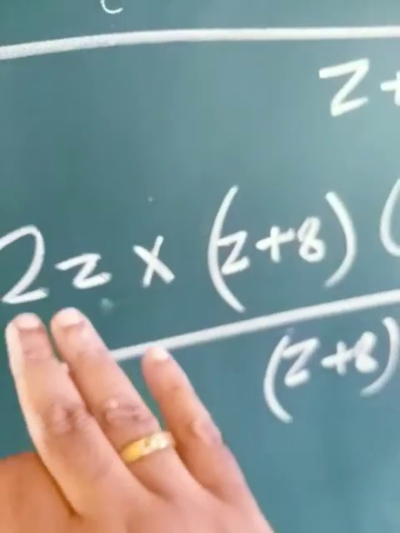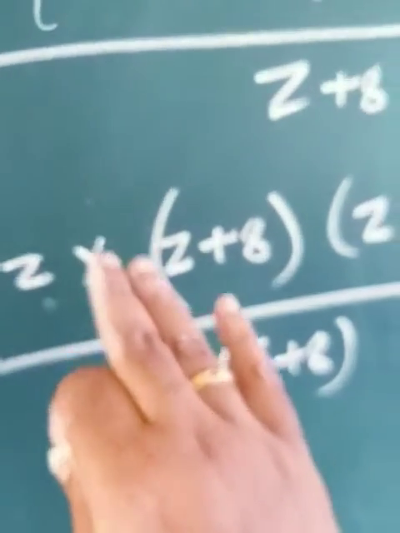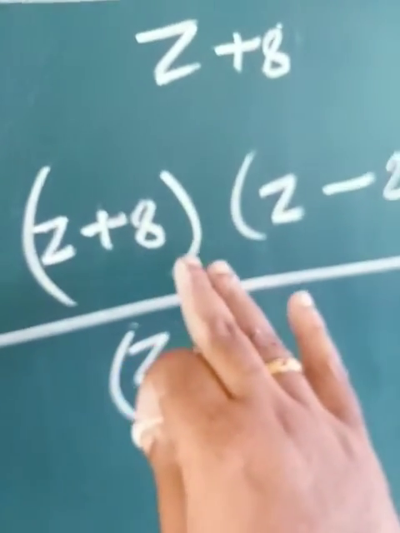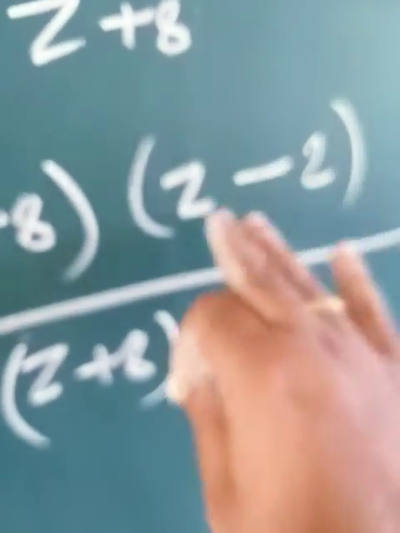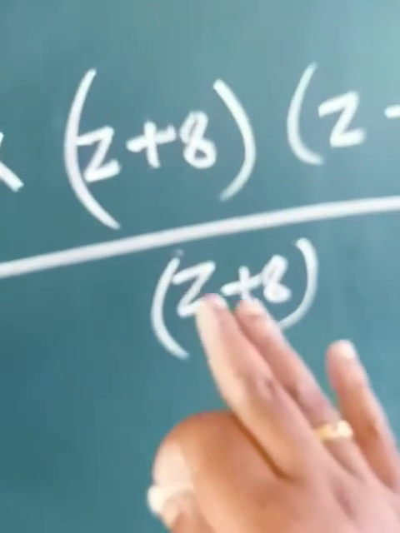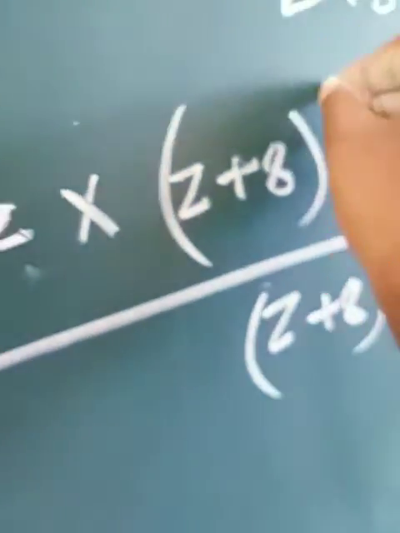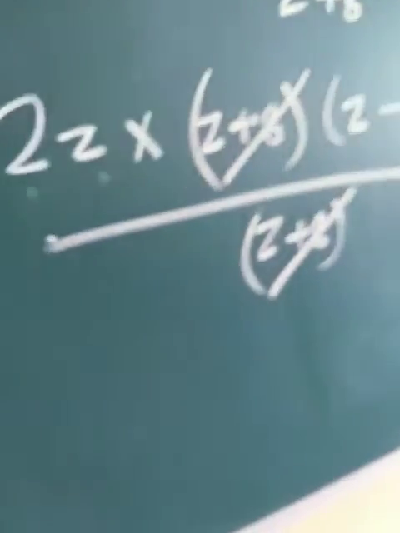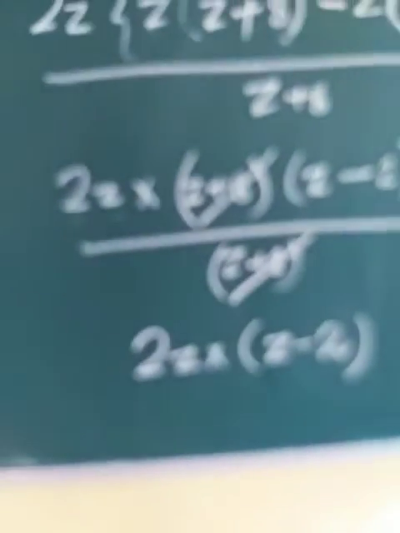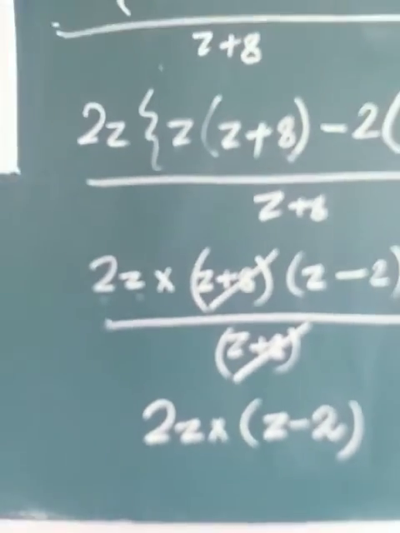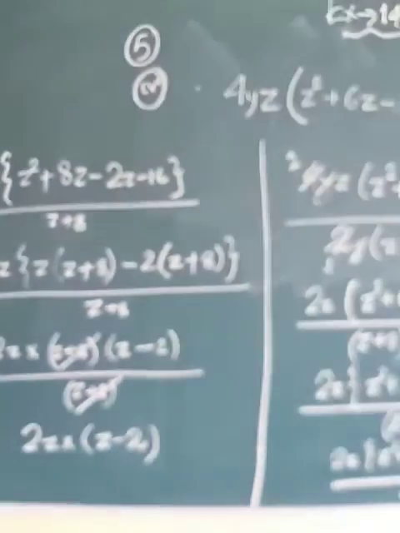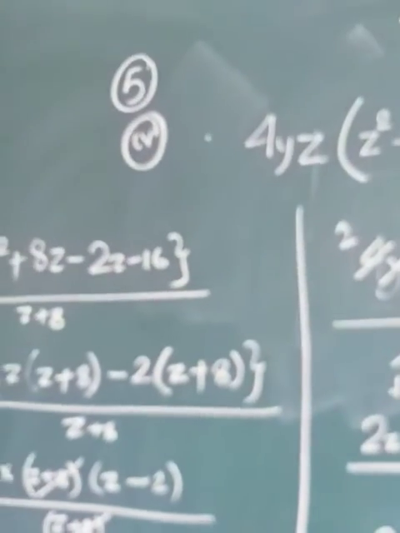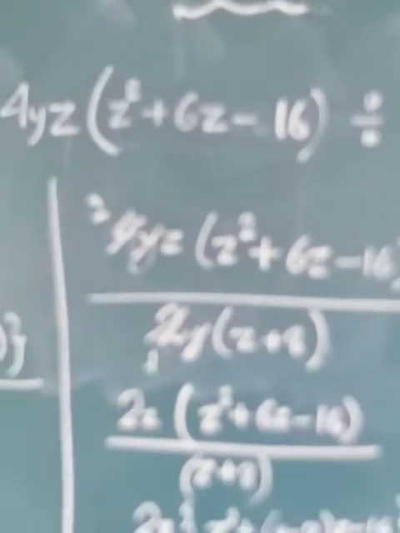Now, see carefully, the numerator is carrying 2z into, inside the bracket, z plus 8. Again another bracket is there, z minus 2. Now in the denominator we have z plus 8. Now these two terms are matching, isn't it? So we'll cancel these two terms. So what will remain? 2z into z minus 2. Okay. So this is the solution of sum number 4 of question number 5 of exercise 14.3.